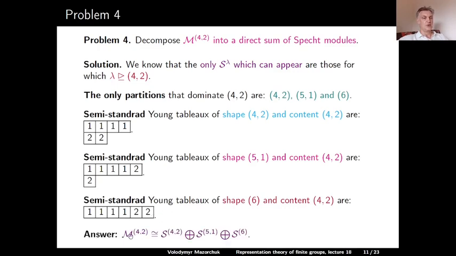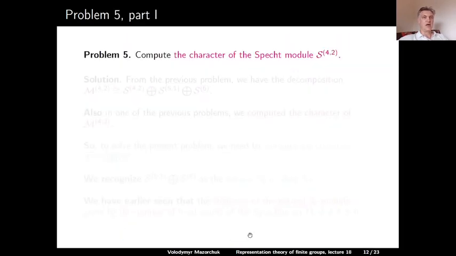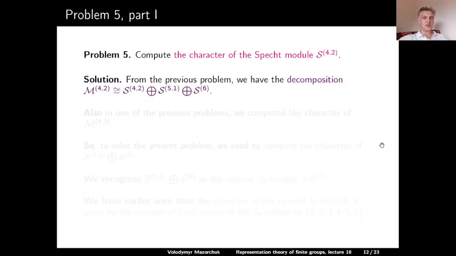So the answer: the permutation module M^(4,2) is a direct sum of one copy of the Specht module for (4,2), plus one copy of the Specht module for (5,1), plus one copy of the Specht module for (6). Problem 5. Compute the character of the Specht module S^(4,2). Solution. In the previous problem, we saw that the permutation module M^(4,2) decomposes as a direct sum of S^(4,2) and the Specht modules S^(5,1) and S^(6).